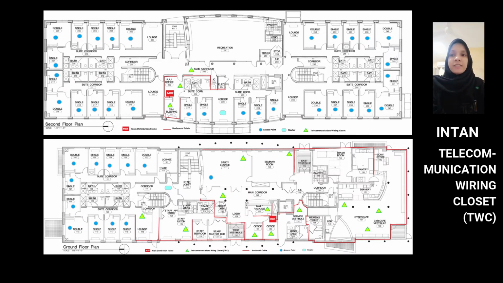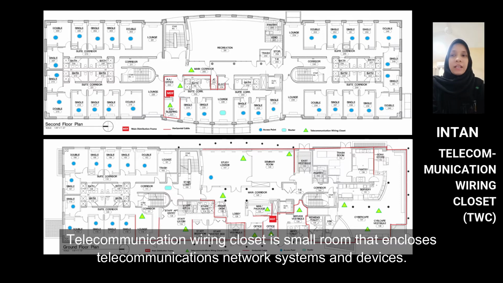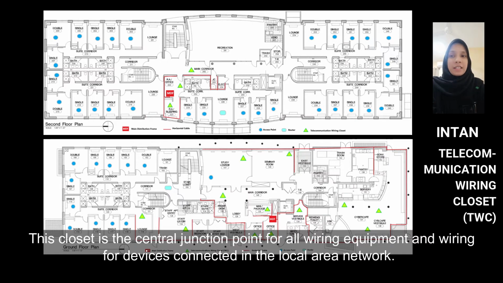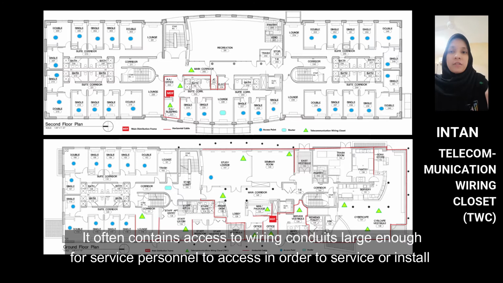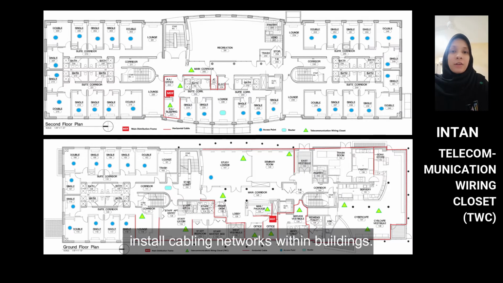Alright, next is the telecommunication wiring closet, which is called TWC. TWC is a small room that encloses telecommunications, network, system, and devices. This closet is the central junction point for all wiring equipment and wiring for devices connected in a LAN, which is local area network. It often contains access to wiring conduits large enough for service personnel to access in order to service or install cabling network within buildings.